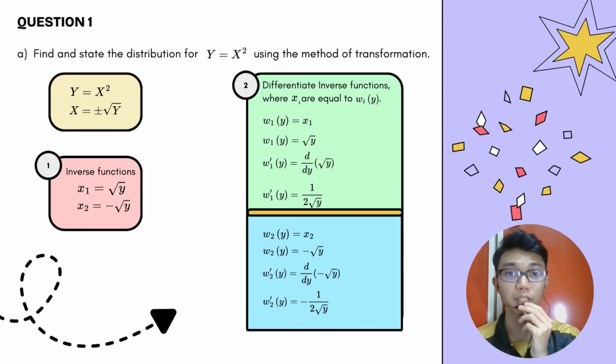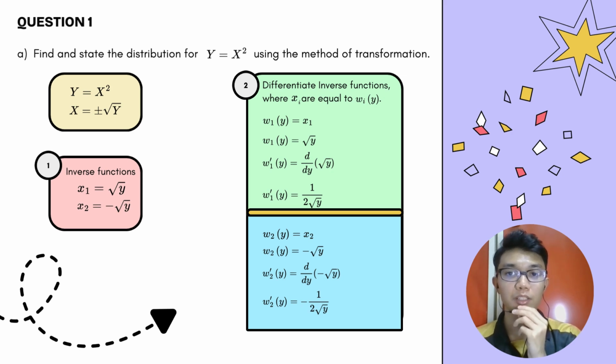For question A, find and state the distribution for Y equals X squared using the method of transformation. We need to make X the subject. We square root both sides and get X equals plus minus square root of Y. The first step is to make the inverse functions: X1 is equal to square root of Y and X2 is equal to negative square root of Y.